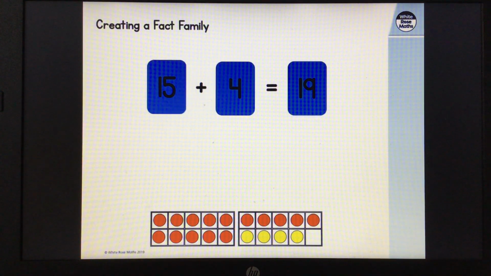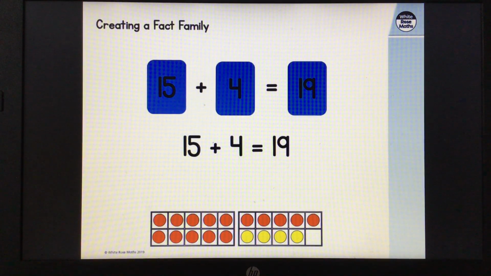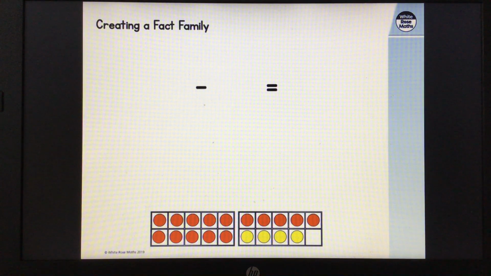They're the red counters and the yellow counters. 15 plus 4 is equal to 19. But there is another way we can do it. 15 and 4 are commutative. Our 2 parts can go either way round. So we could have 4 plus 15 is equal to 19. So what about subtraction?